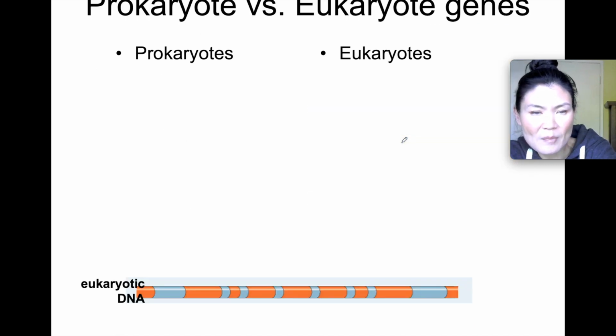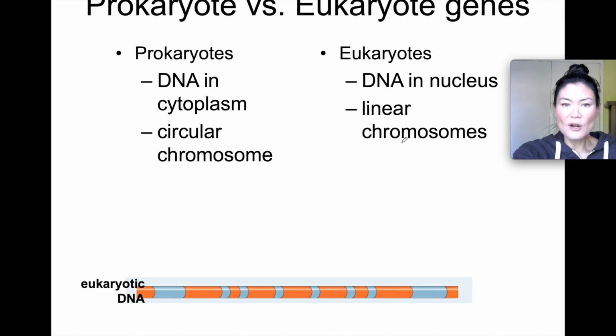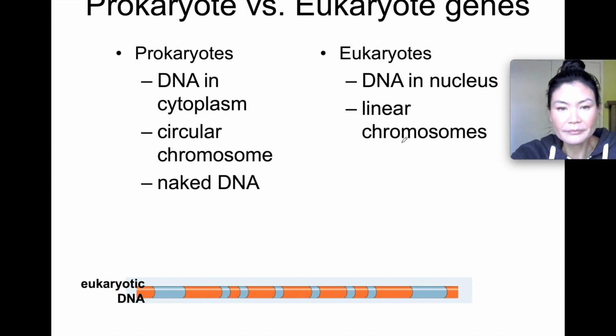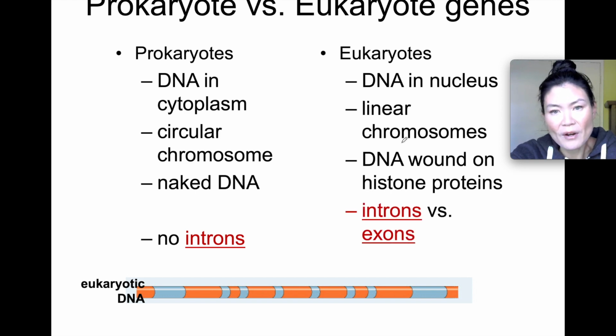But let's go ahead and compare between prokaryotic and eukaryotic genes. In prokaryotic cells, the DNA is not in the nucleus, it's just in the cytoplasm because there is no nucleus in prokaryotes. Their chromosomes are circular. There is one circular piece of chromosome, whereas in eukaryotic cells, you have linear pieces of chromosome. For example, humans have 46 linear chromosomes. Their DNA is naked, meaning there are no histone proteins that the DNA is around. There are no introns in the prokaryotic genome, whereas in eukaryotic genomes there are introns and exons, okay?